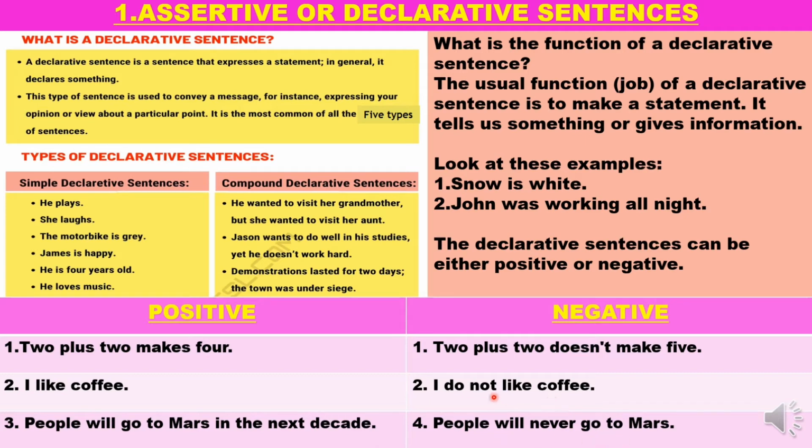So how can we identify whether it is positive or negative? If we look at the sentence and find words like not, never, neither, which carry a negative meaning, then such sentences are known as negative sentences.